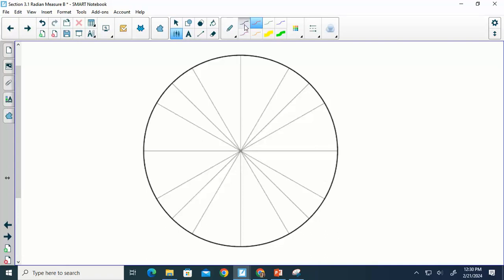Our, this line right here would represent 0 or 360. I don't care which one you use, but it has to be one of the two. Okay, let's do the obvious ones. This would be 90, 180, 270. Okay, so those are the multiples of 90.